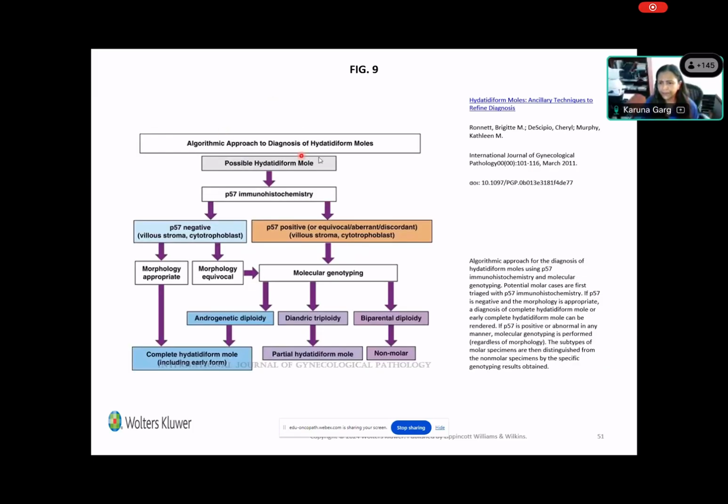So this is the algorithmic approach when you're dealing with a possible mole. If you're worried about a possible mole, the first thing we do is a P57. If the P57 is negative and the morphology is appropriate, we just sign it out as a complete mole. We don't send it for genotyping. If your P57 is positive, then we do molecular genotyping. If it comes back diandric triploid, it's a partial mole. If it's biparental diploid, it's a non-molar pregnancy at that stage.